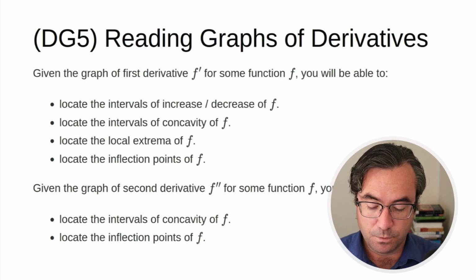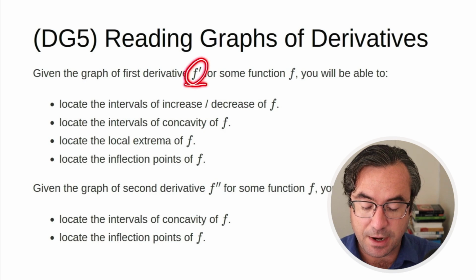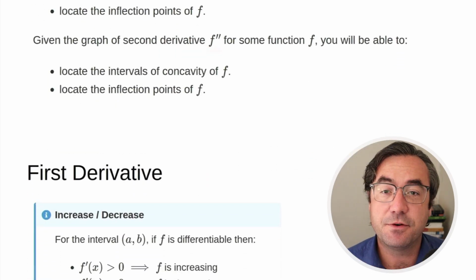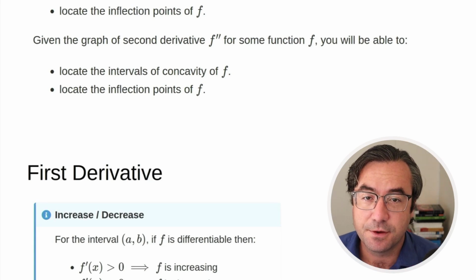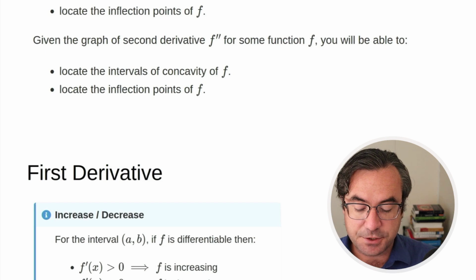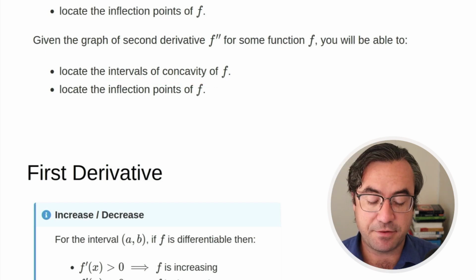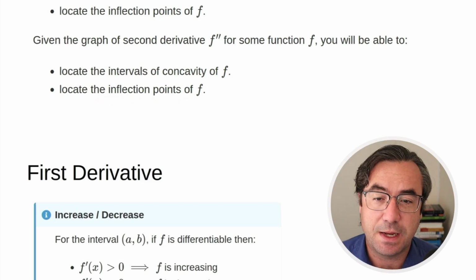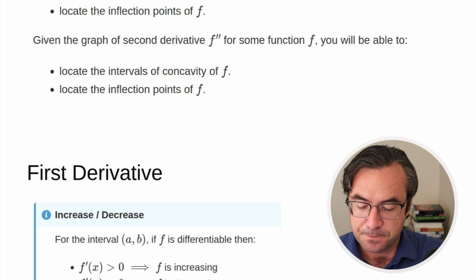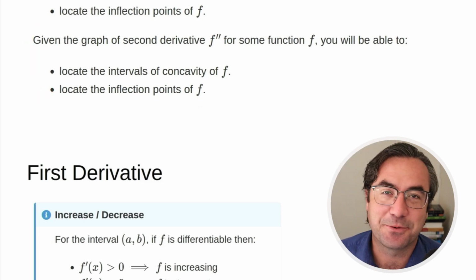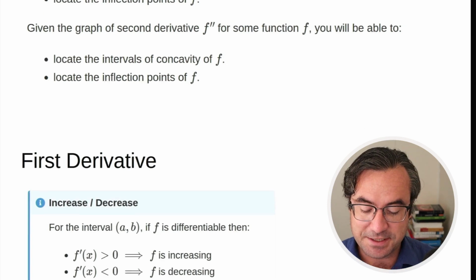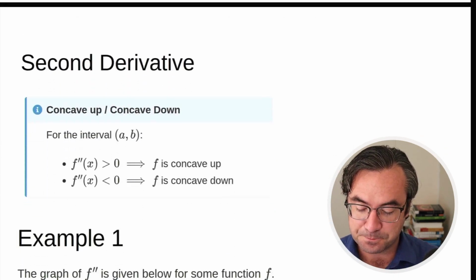So we'll be given the graph of f prime. And we'll also see, and I think this is where we're going to start, given the graph of f double prime, the second derivative, we'll be able to figure out the intervals of concavity for f and locate any inflection points for f as well. So there's a little bit less going on here with our second derivative. So let's start with that. Let's look at the second derivative and see what information we can recover.